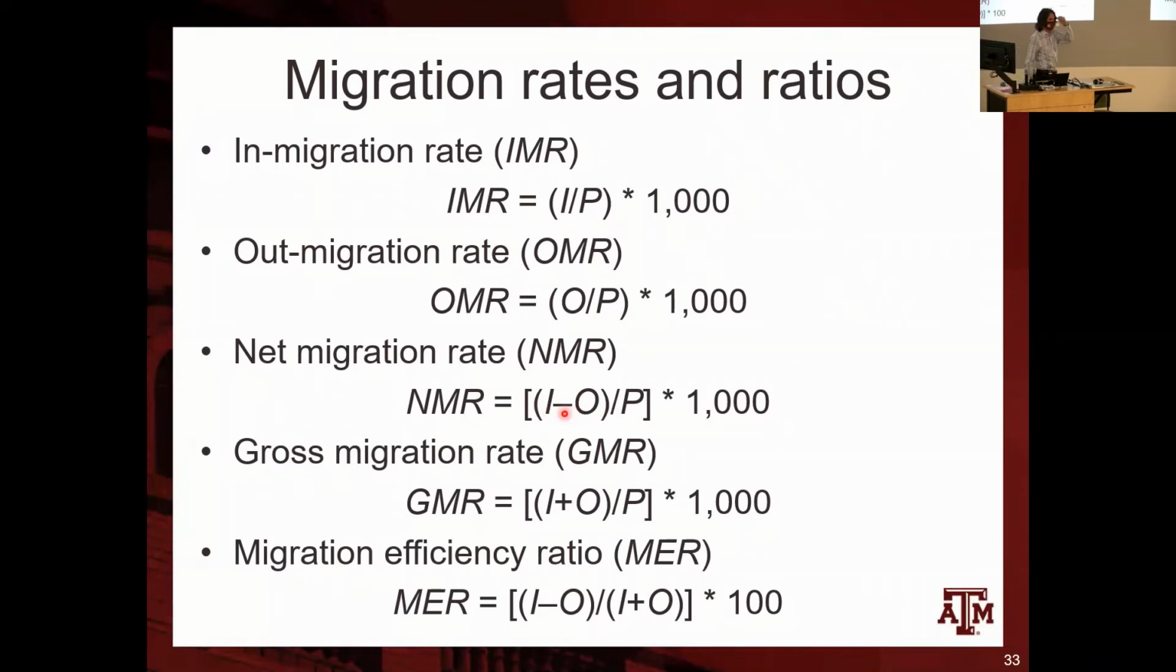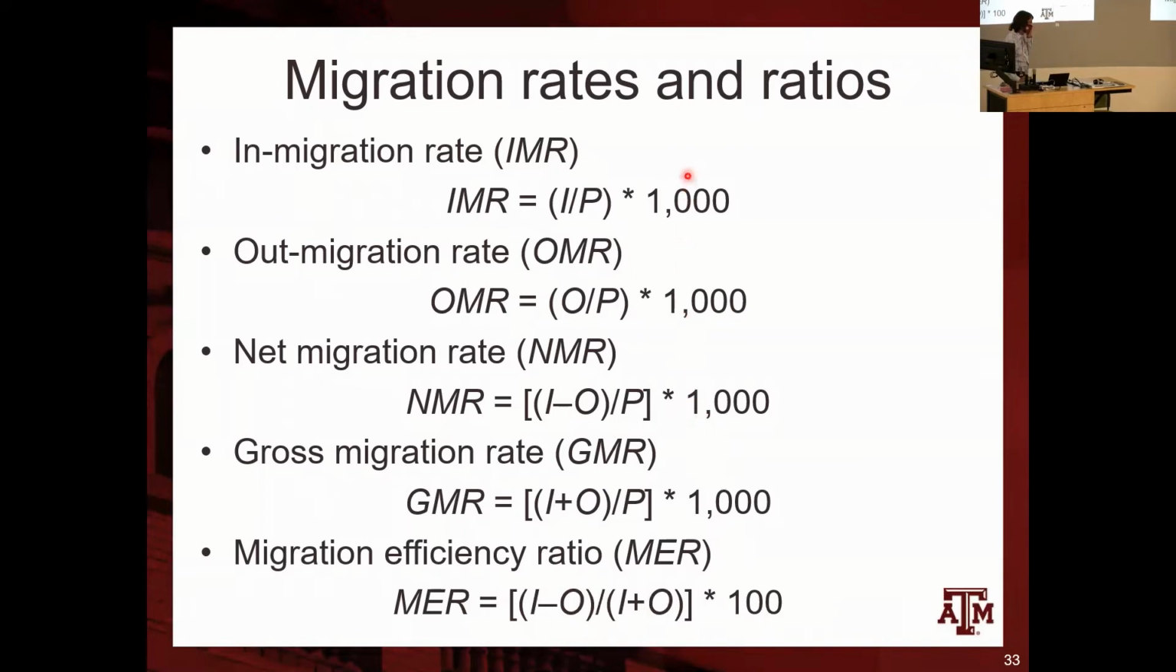When these two numbers are similar, we might have the wrong impression that there is no movement in and out of a specific area. So the gross migration rate could be useful. That tells us the overall movement of people in and out of that area. And the migration efficiency ratio is pretty much the net migration rate divided by the gross migration rate. It is usually reported in percentage terms, not per 1,000, okay?